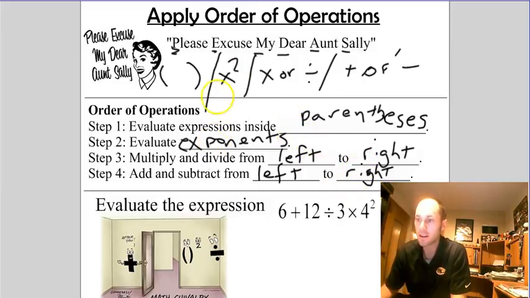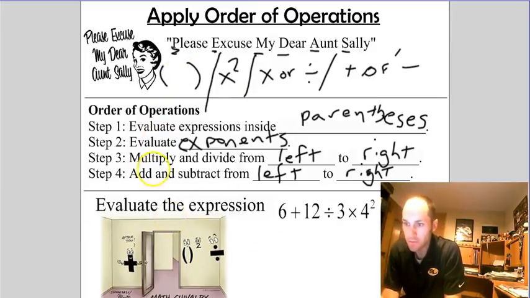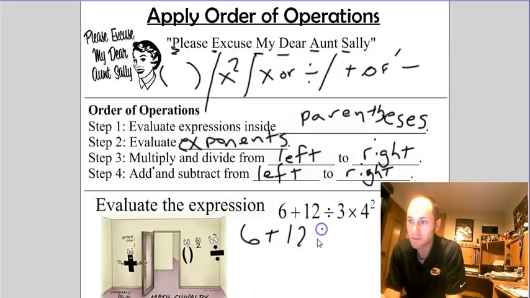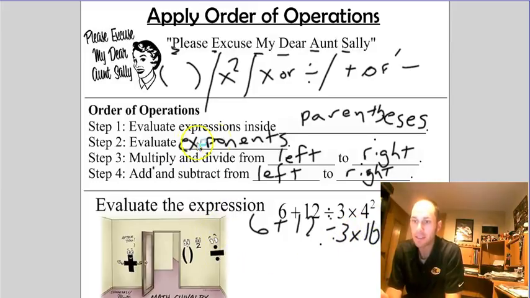4 squared. So 4 squared, there we go. 4 squared is 16, so I'm just going to rewrite the whole expression down so that I don't get confused. And then I can evaluate from there. Next, after exponents, I have no more left. I evaluate by multiplying and dividing from left to right.